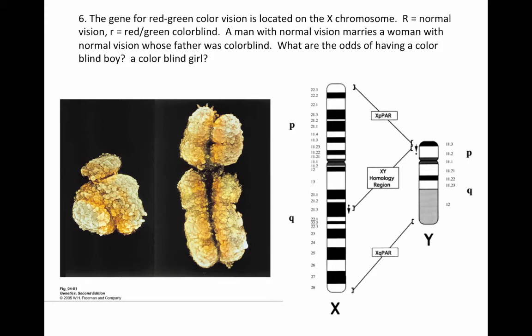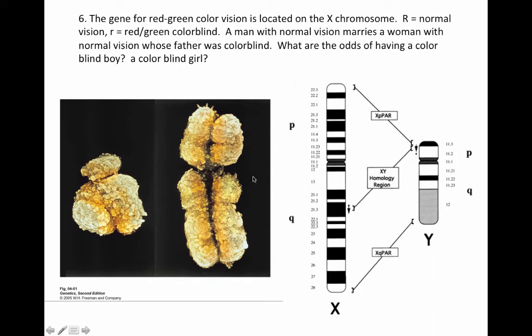So question number 6 is a sex-linked question, and it says the gene for red-green color vision is located on the X chromosome. This is the X chromosome, and so the gene for red-green color vision is going to be located somewhere on here. We're going to use big R to suggest normal vision and little r to be red-green colorblind. And obviously, if you have one big R, that's a dominant allele. So a man with normal vision marries a woman with normal vision whose father is colorblind. What are the odds of having a colorblind boy?